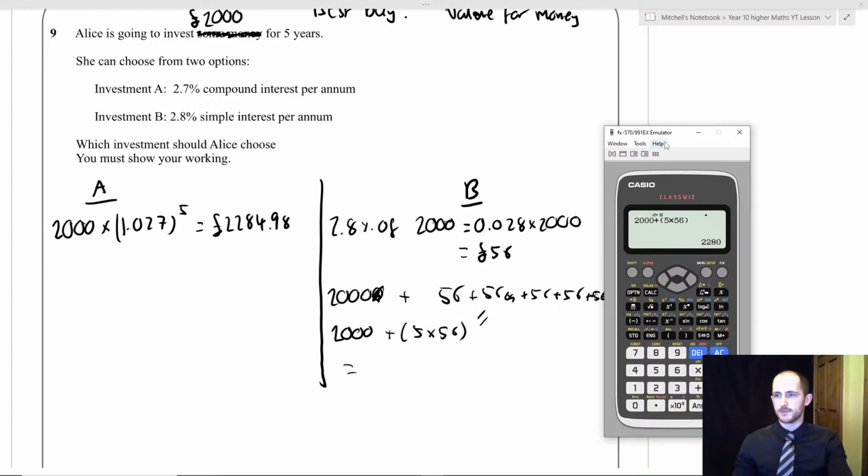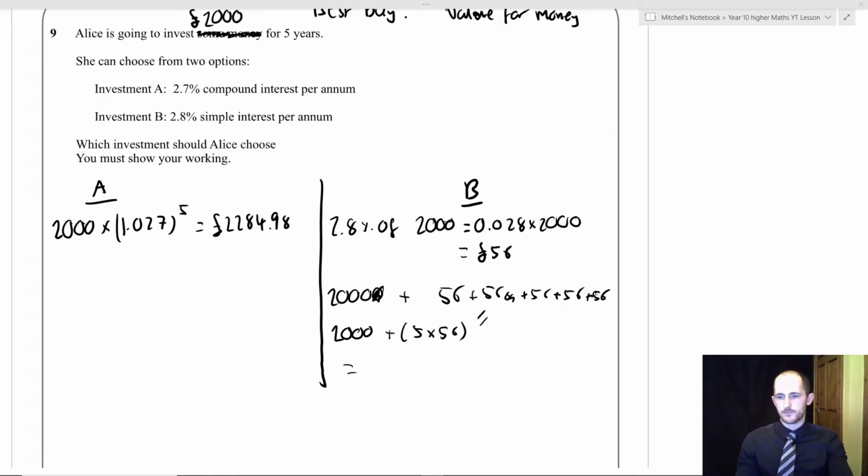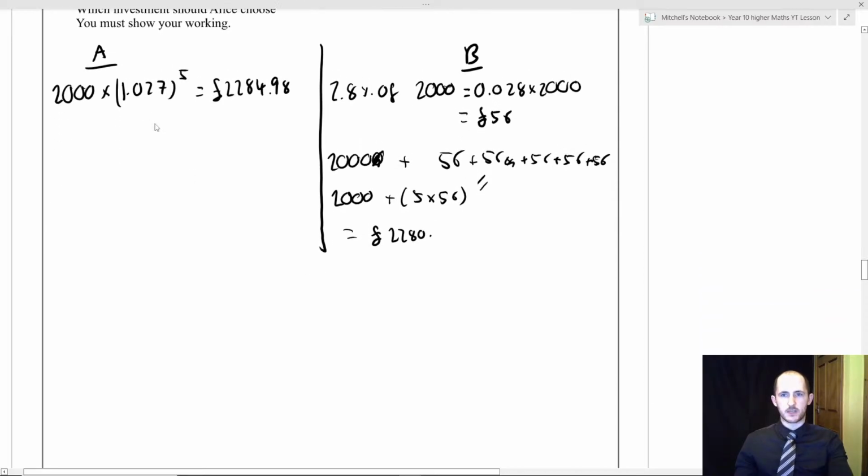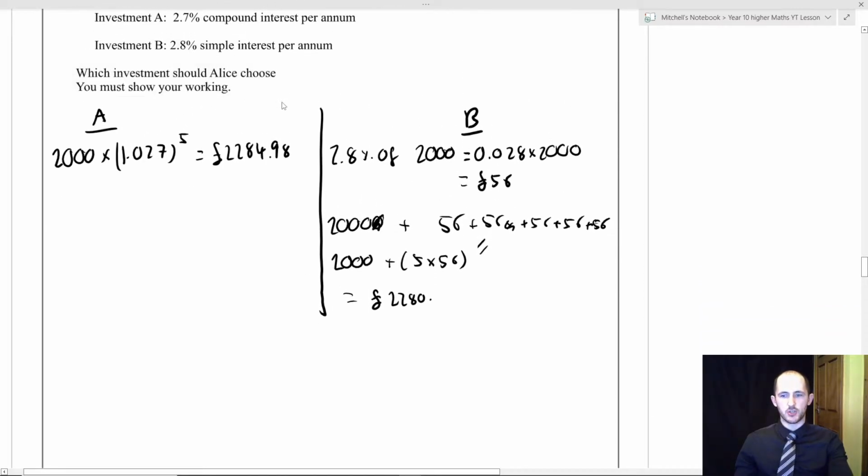We get 2280. Perfect. Generally speaking, compound interest is better, but only if the interest rate itself is comparable, if it's similar. So which one's better value for money? Or in this case, which investment should Alice choose? It's investment A.